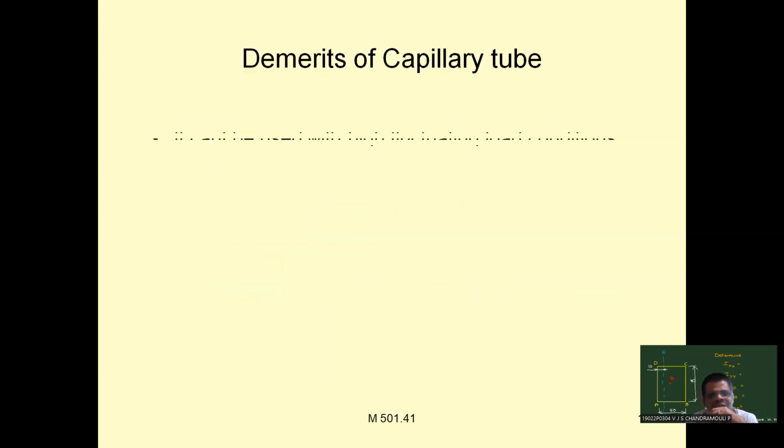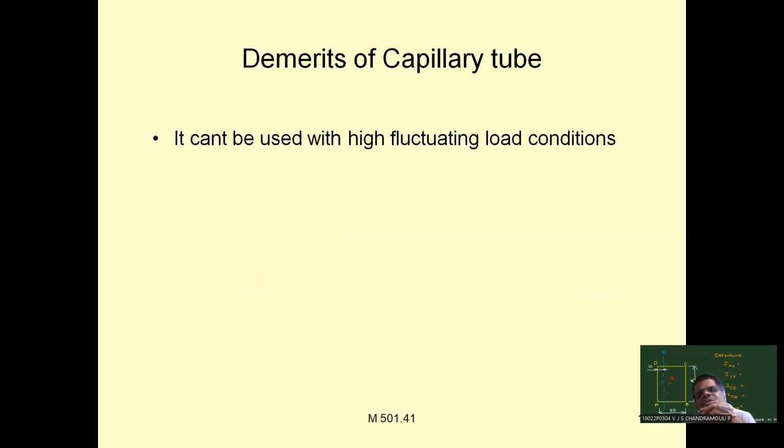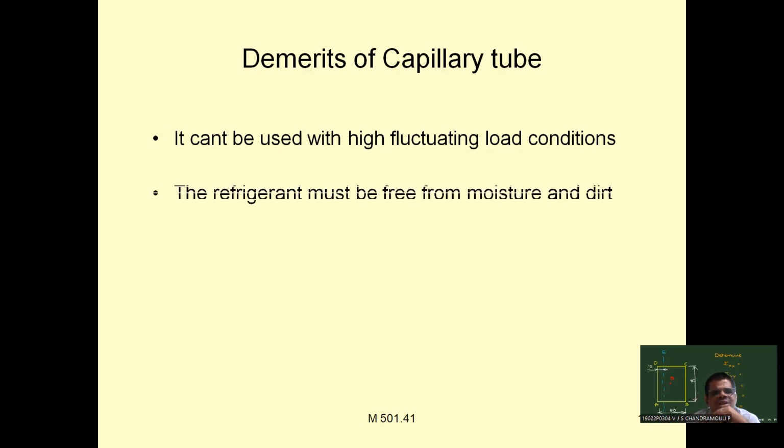Coming on to the demerits, it cannot be used for highly fluctuating loads. So when the loads are fluctuating drastically from high level load to low level load continuously, in such cases this is not suitable because it cannot alter the flow immediately and continuously. Therefore it is not suitable.